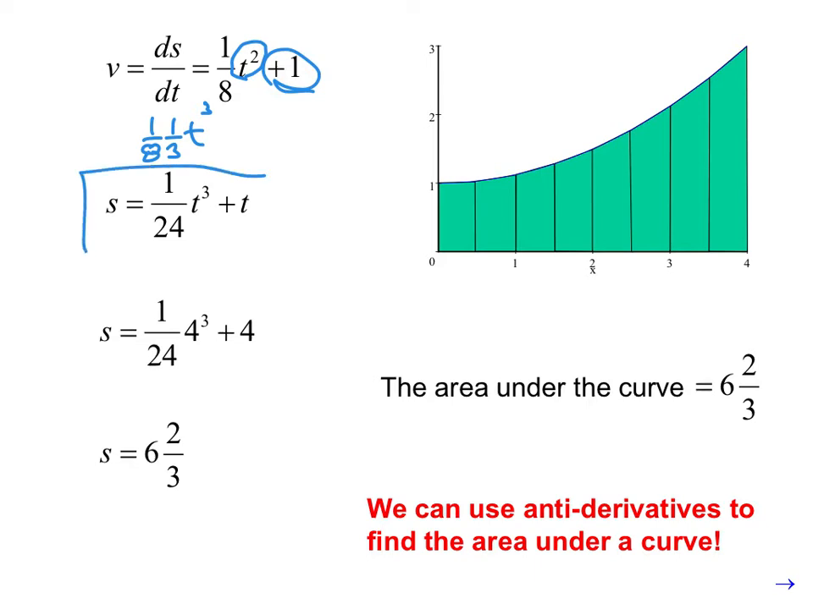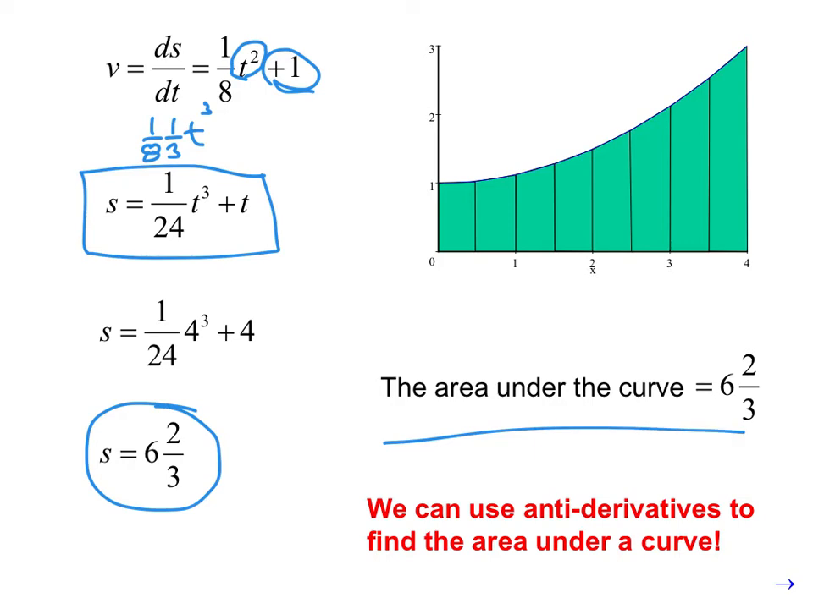So here's my position. At time 4, I can figure out that my position, or my displacement, is going to be 6 2/3. So I can say that the area underneath of that curve is 6 2/3 through anti-differentiation.